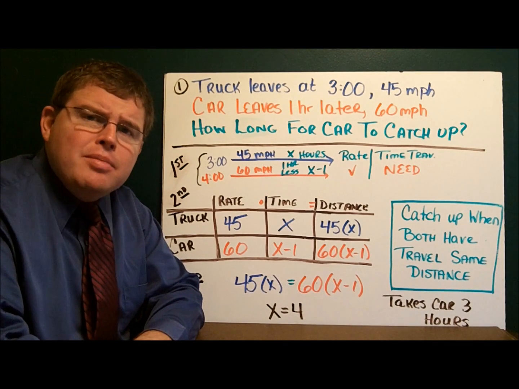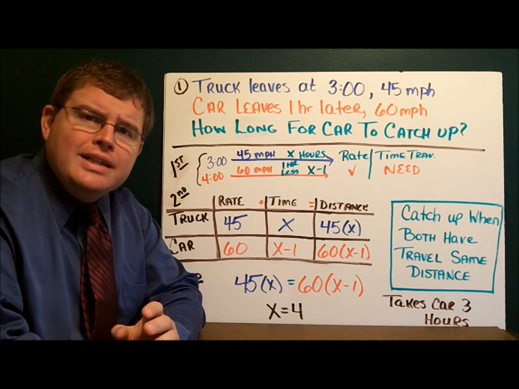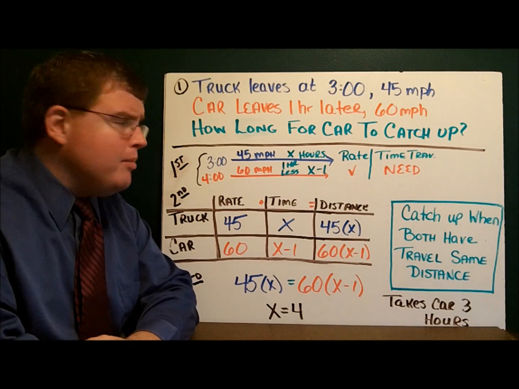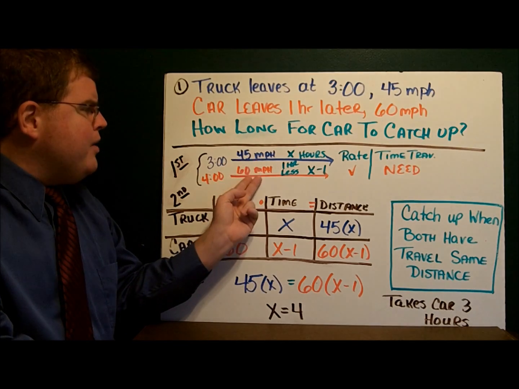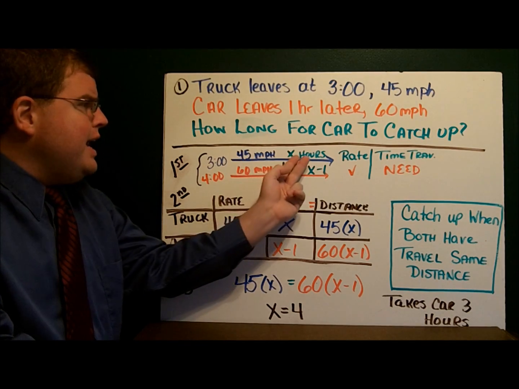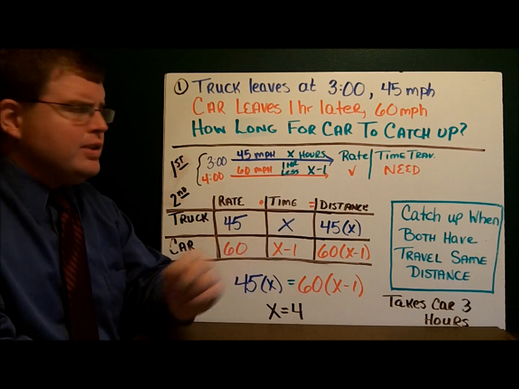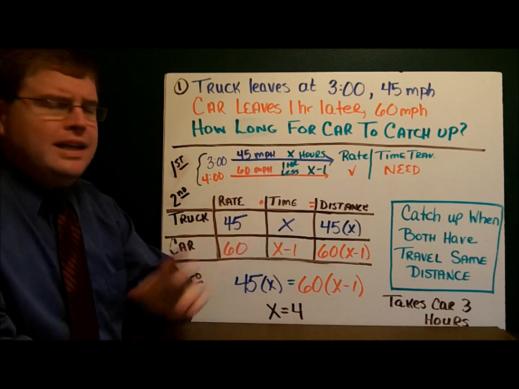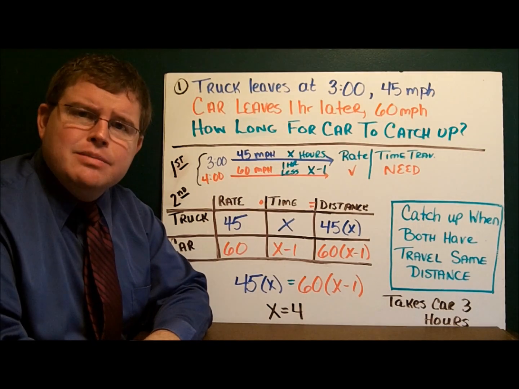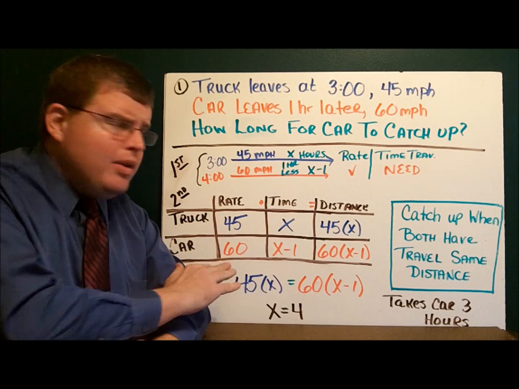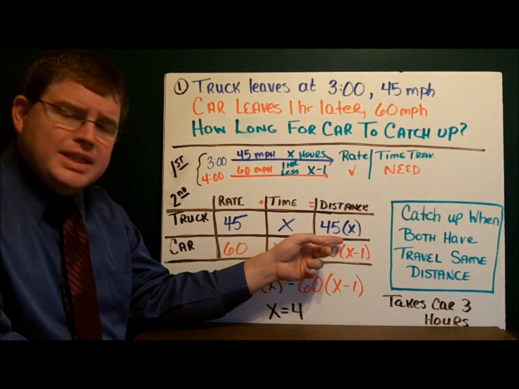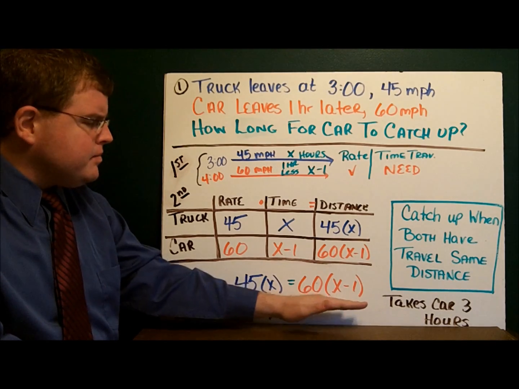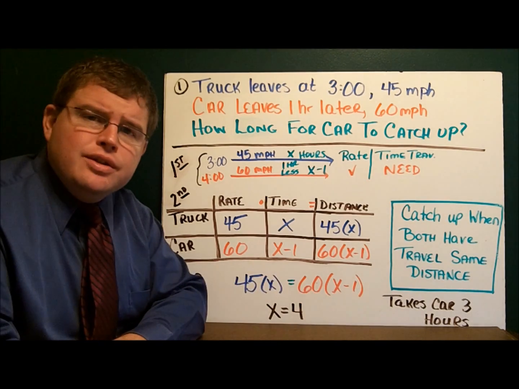There's a lot to these problems, a lot of information to organize through. Best thing to do, draw a picture so you can understand the problem. You should have up here the rate, or the speed the thing is traveling, and the number of hours that it traveled. Here they gave you the speeds, so we called one x, and the one that left later, x minus 1. Filled it into the table. We knew that because the car was catching up, they were going the same distance, and so we wrote our equation, solved it, and then answered the question.